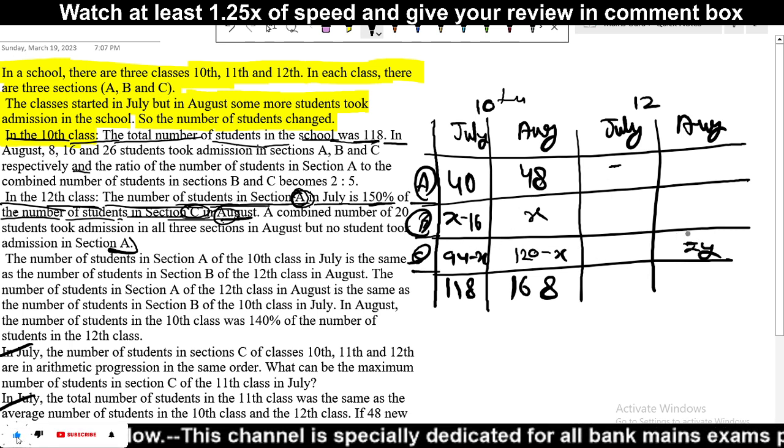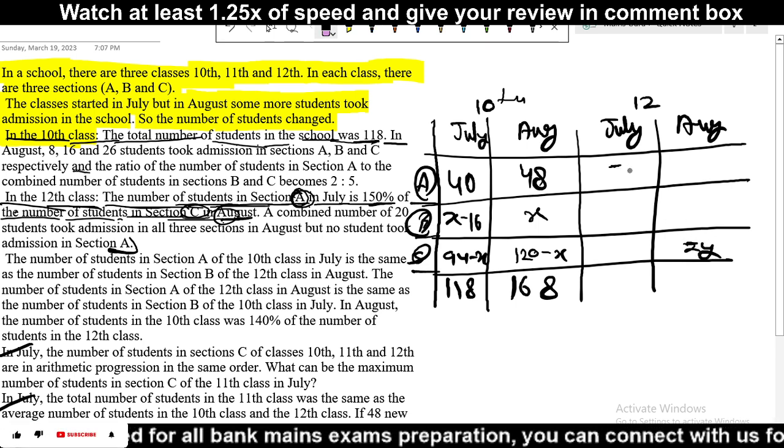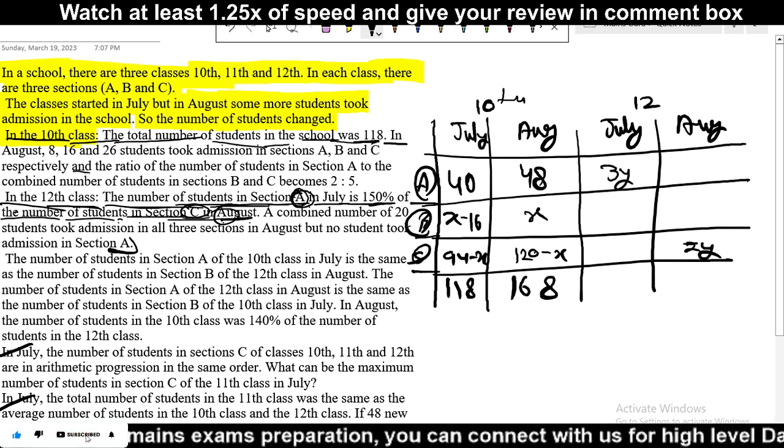Okay, here the new ratio is going to be, we have to make a new ratio, so I have used y here. Okay, so now just calculate simply 150% of this. 150% of this will be 3y. Okay, 3y. I hope you understand up to here.